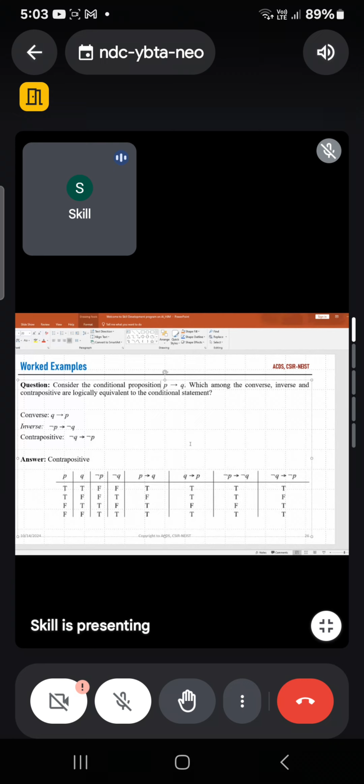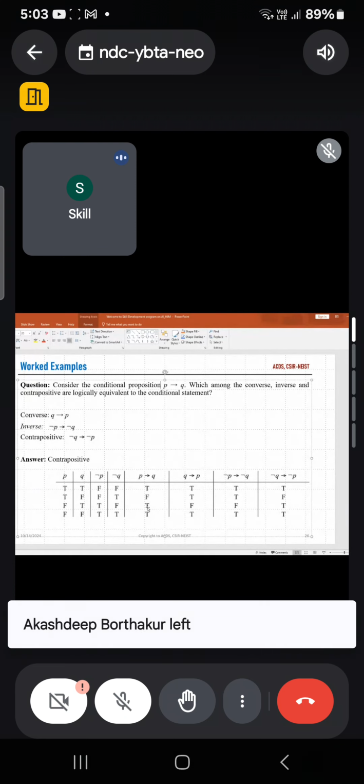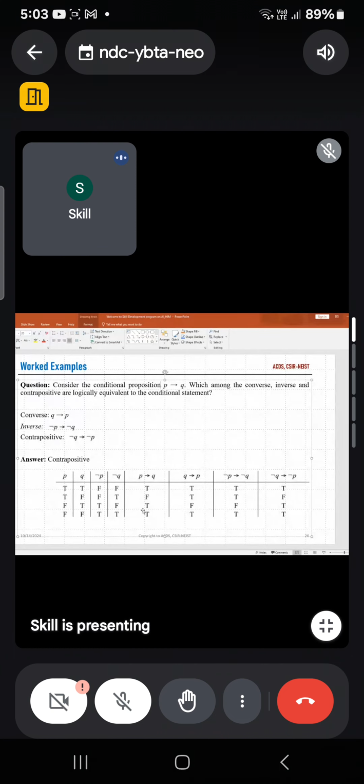So what you can see from here: this P implies Q column, true, false, true, true, is equivalent to which of these three statements? Here you will see the last one, the contrapositive, is equivalent to our conditional proposition, true, false, true, true. So these two are equivalent in the truth table. So the answer will be the contrapositive.